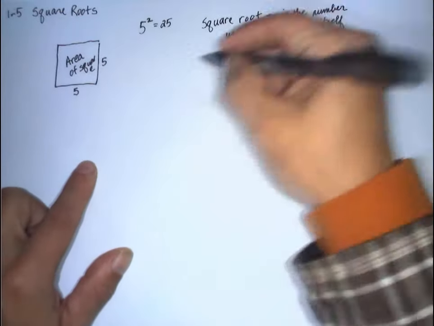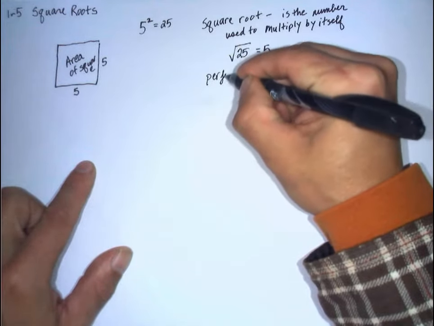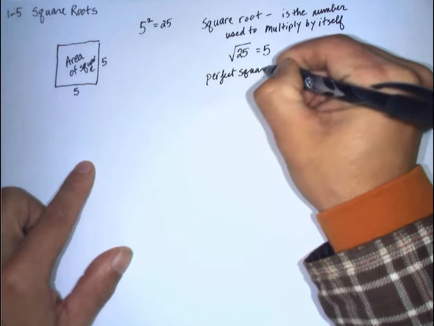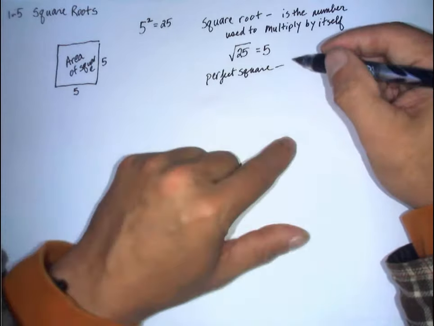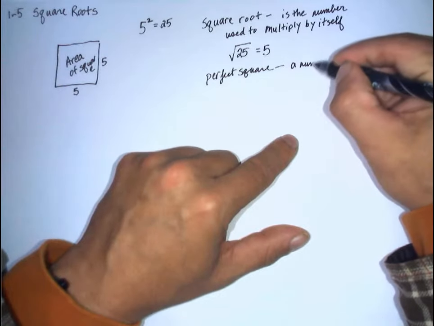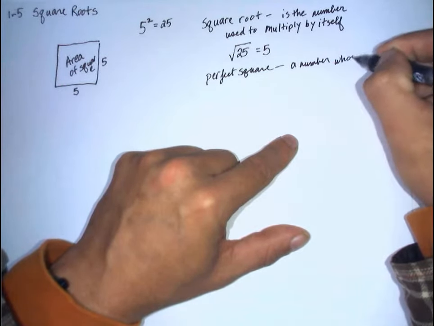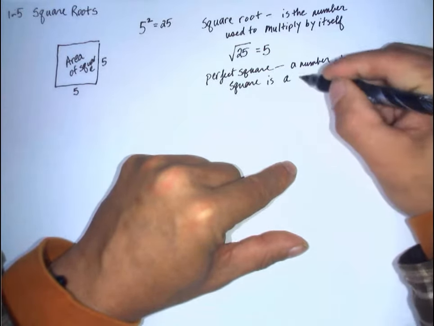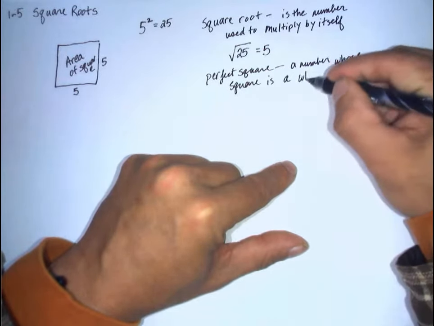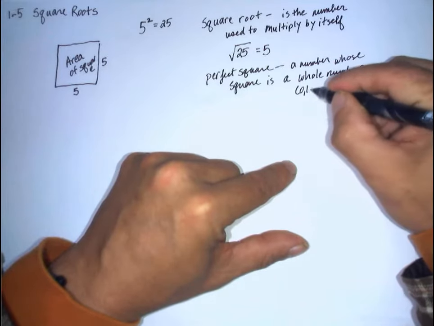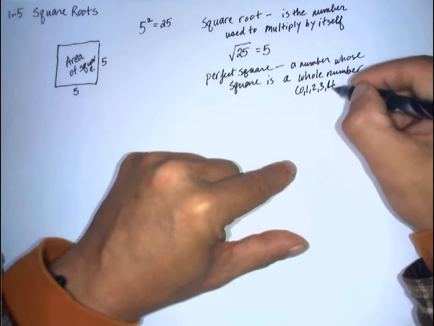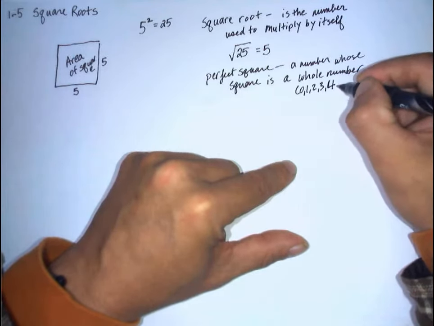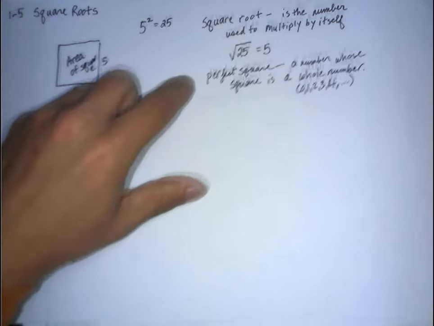And 25 is what we call a perfect square. That is a number whose square root is a whole number. In other words, the whole numbers, which we're going to learn about in a little bit: 0, 1, 2, 3, 4, no fractional parts, no decimals, etc. So let's write down all the perfect squares up to 10.